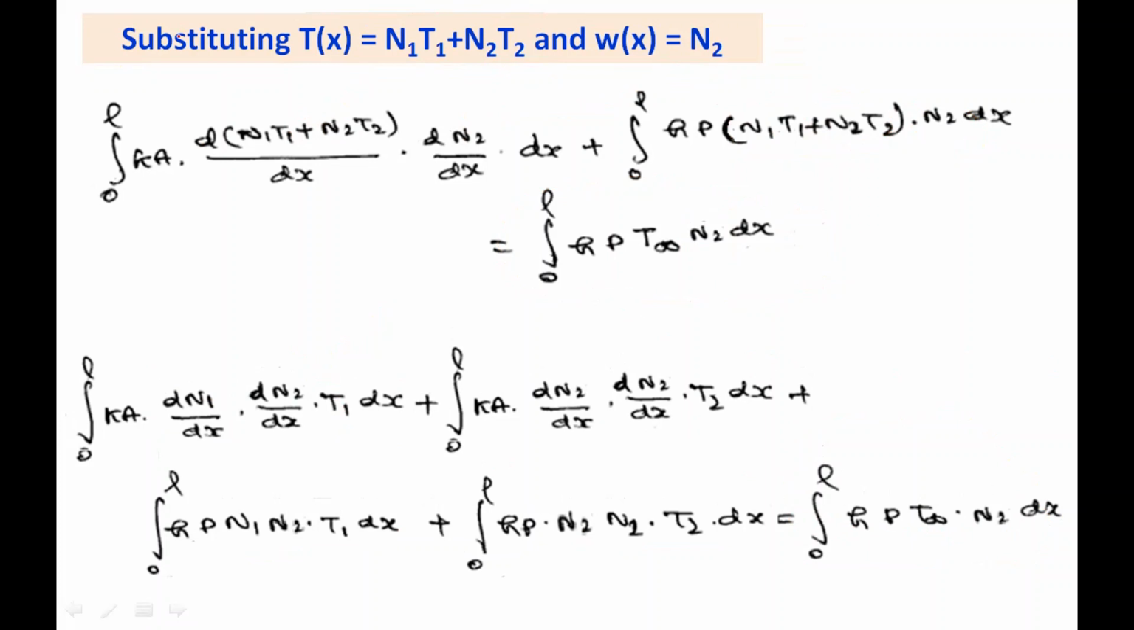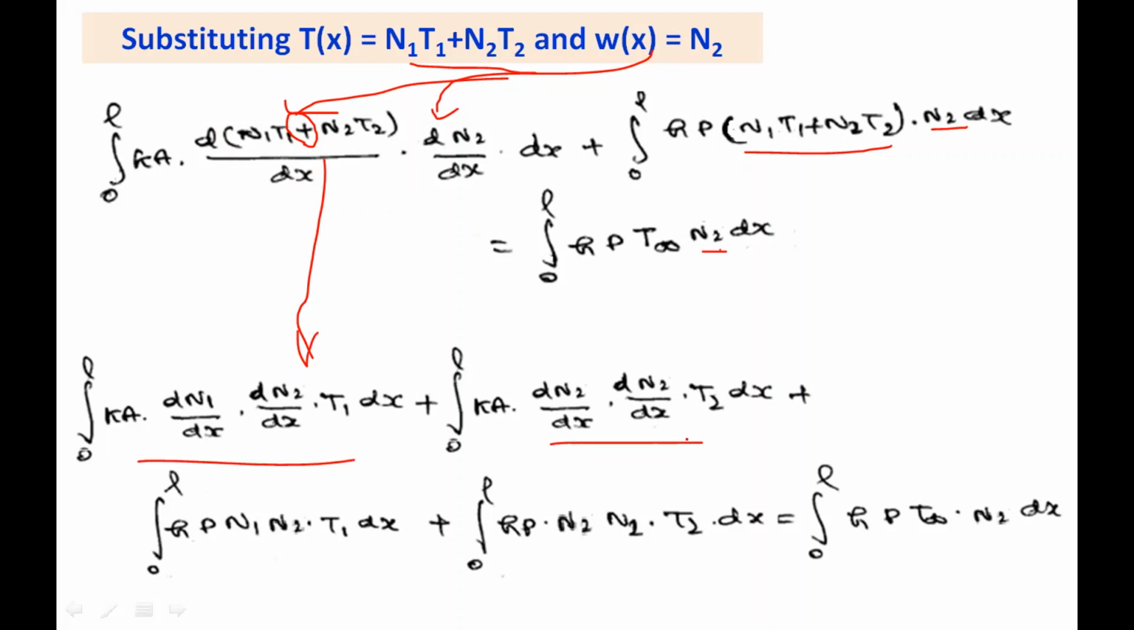Now we will see substituting T of x as N1 T1 plus N2 T2 here, and W of x as N2. Again we substitute T and W of x. So here when you split this plus sign, we will get two terms for this conduction, and here also we can split this one. So we will get two terms for the convection matrix, and on the right hand side we will have the thermal load.